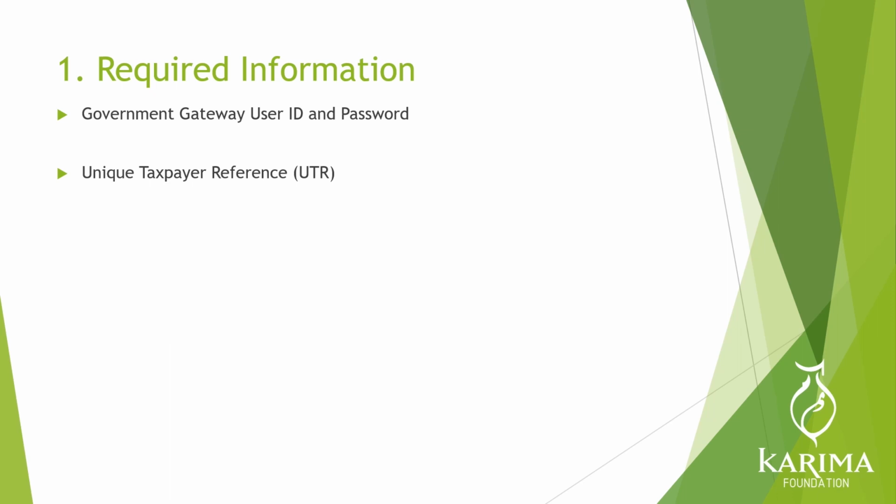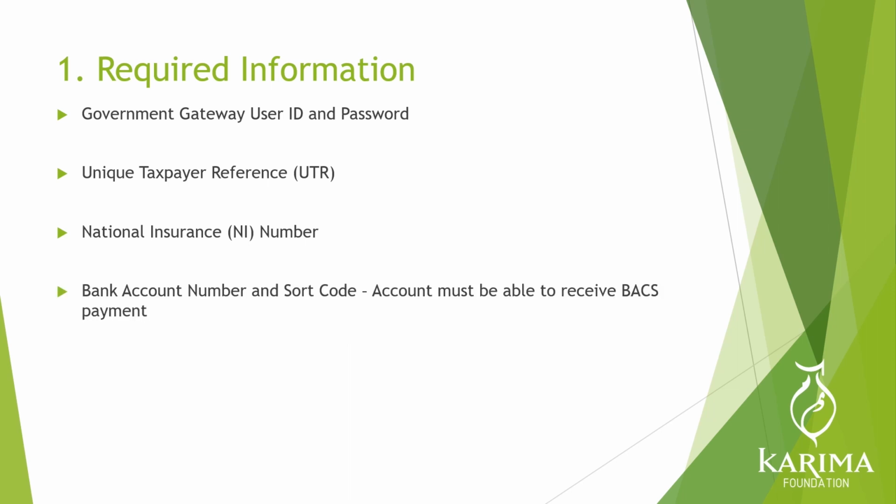You should already know these by now, but your UTR and NI number can typically be found on letters from HMRC, where it may be called a tax reference. Your NI number can be found on benefit letters as well. So you will need your bank account information for HMRC to make payment into. This must be a UK account and it must be able to receive back payments.